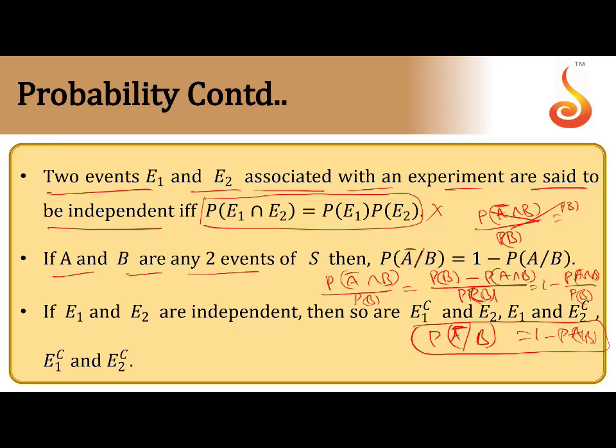Next, E1, E2 are independent events. Here the C means complement, meaning non-occurrence of E1. If E1, E2 are independent, then E1 complement and E2 are independent, and E1 complement and E2 complement are also independent. That's an important condition here. So this is an important property for us. I hope this is clear.